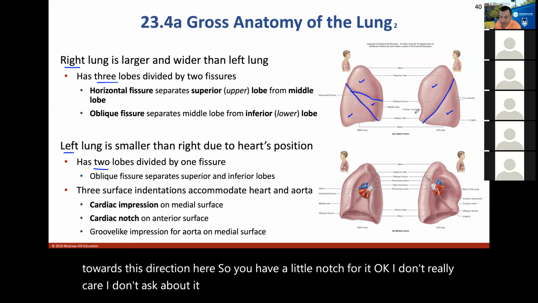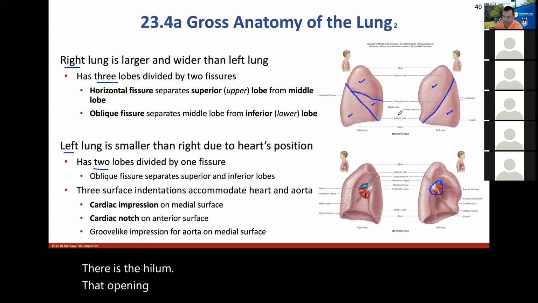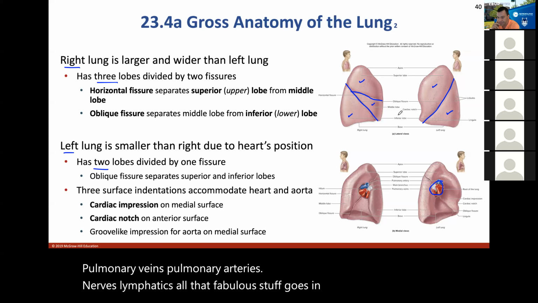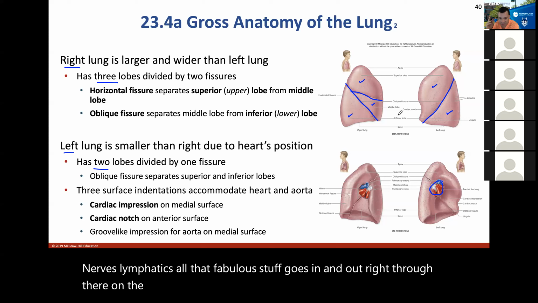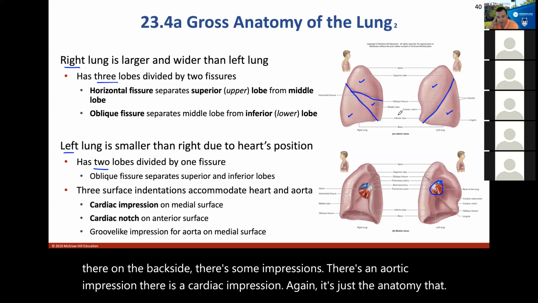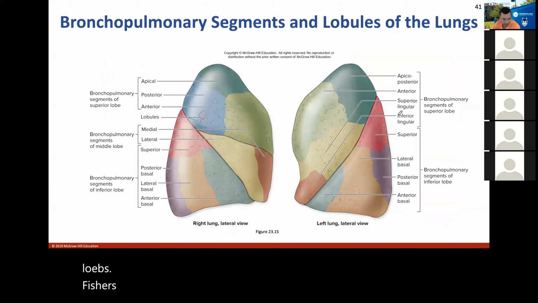There's the hilum on the backside, that opening where everything comes in and out: the main bronchus, pulmonary veins, pulmonary arteries, nerves, lymphatics, all that fabulous stuff goes in and out right through there. On the backside, there's some impressions. There's an aortic impression. There's a cardiac impression. Again, it's just the anatomy that runs along that area, and I'm not going to ask about it on the exam. Lobes, fissures, that's what I like to ask.